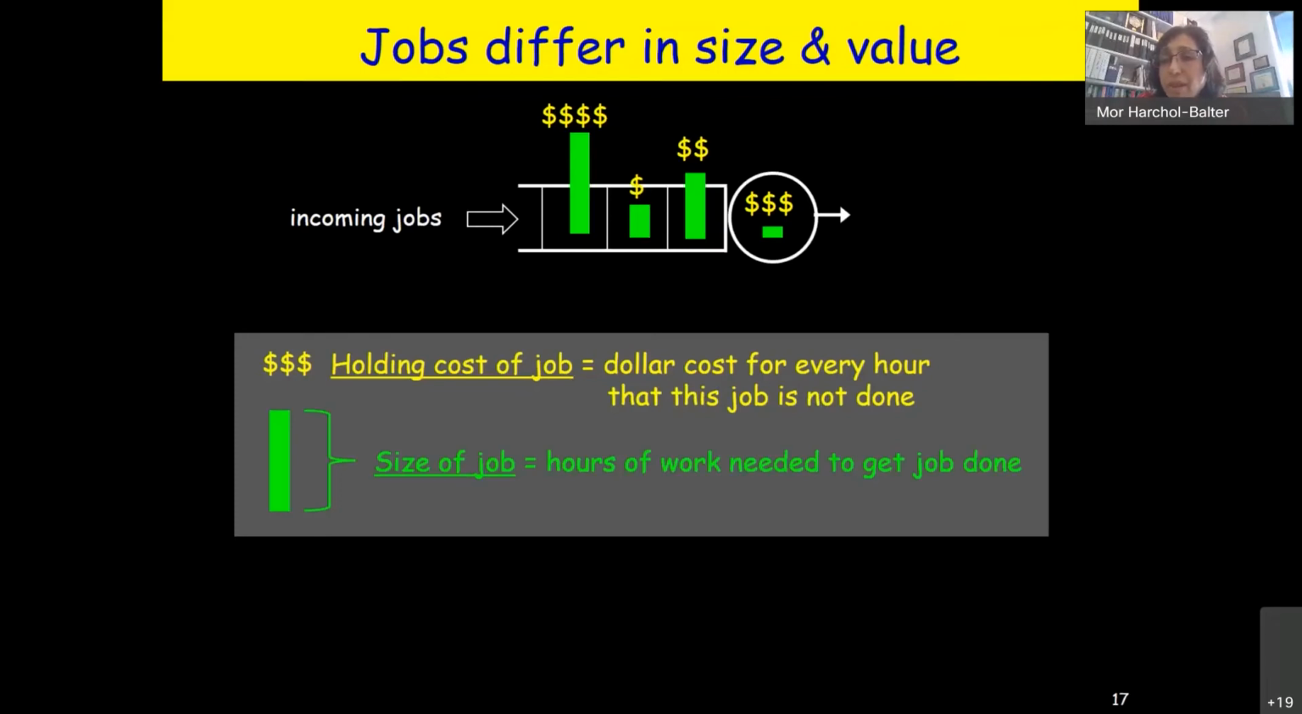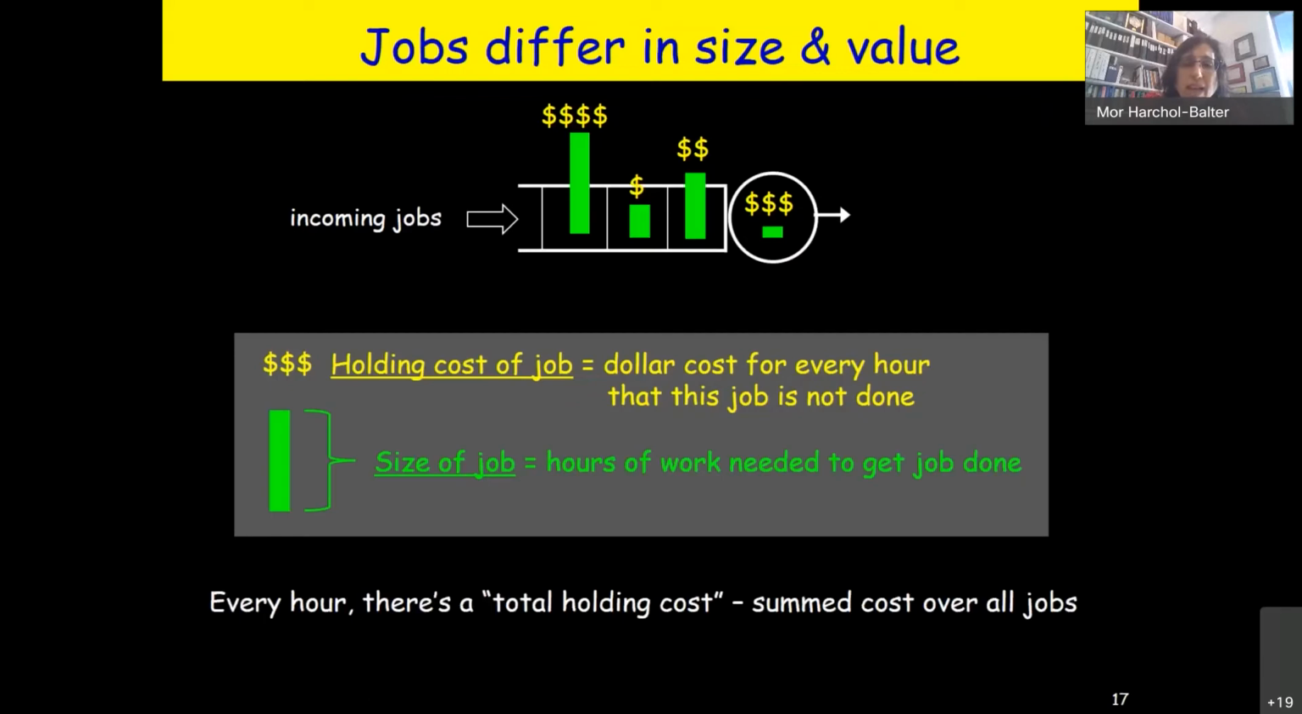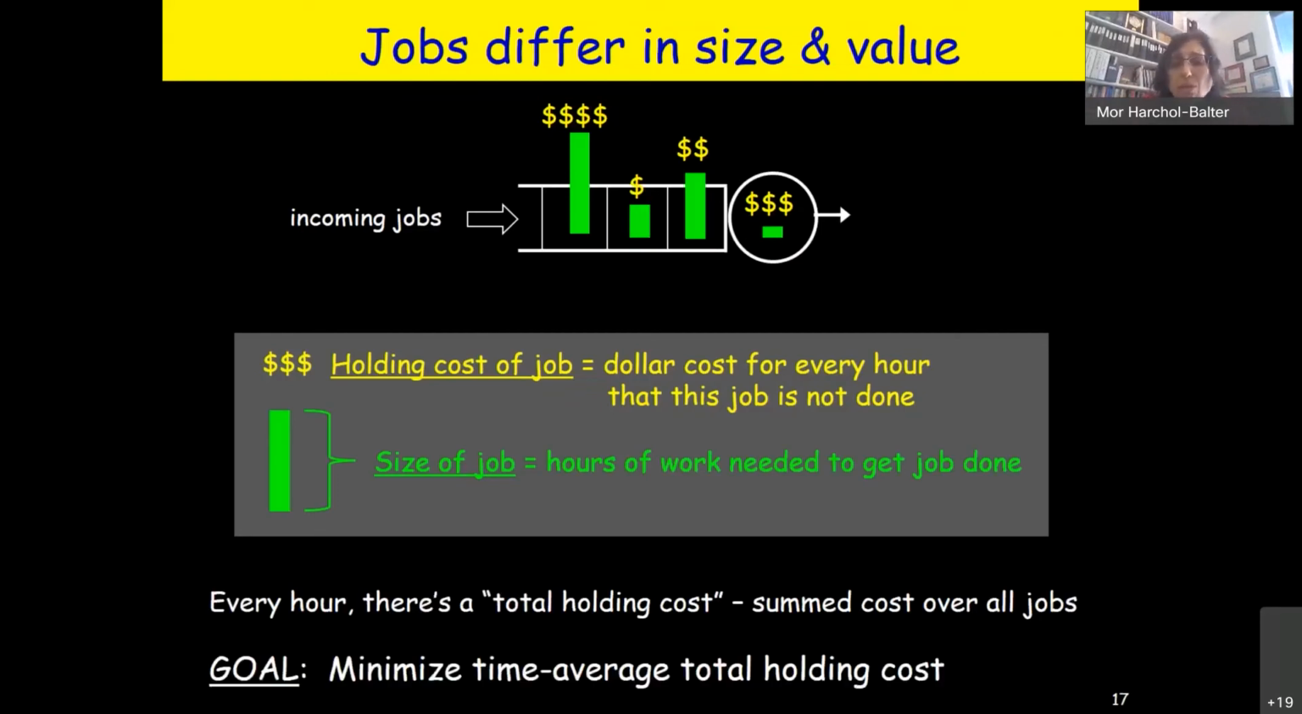And the question is, if every hour there's some holding cost, some charge that's costing us by not doing jobs, how do we minimize the time average holding cost? On the one hand, we want to run the jobs that are costing us a lot of money, that have a high holding cost. On the other hand, we want to run jobs that are short because we want to get them done and get their holding cost out of the way. So what should we do?